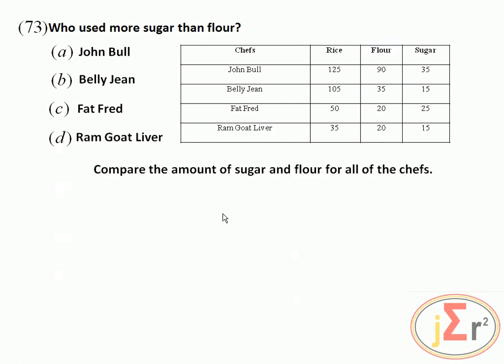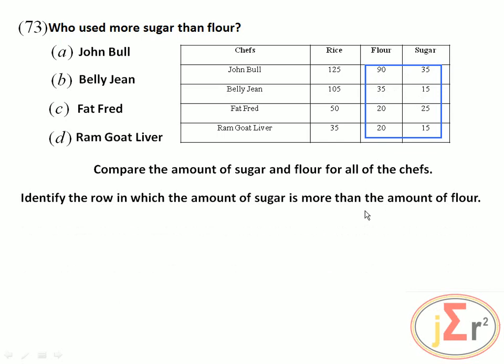Who used more sugar than flour? How are we going to identify the chef that used more sugar than flour? So let's see. Good. So we are going to highlight the columns with the flour and the sugar, and we are going to look in which section we have more sugar than flour. Is it this one? No. Flour is more. Is it this one? No. Flour is more. So identify the row in which the amount of sugar is more than the amount of flour. That's it.